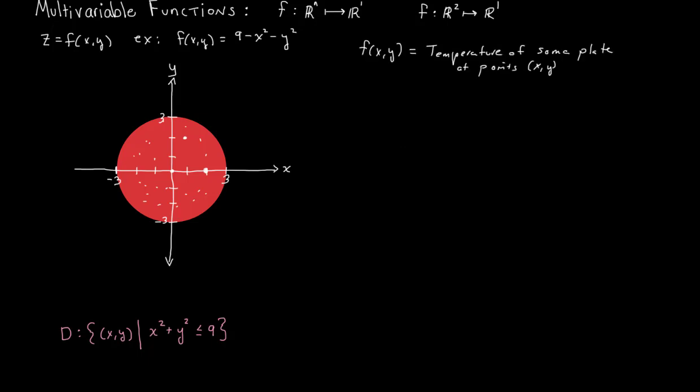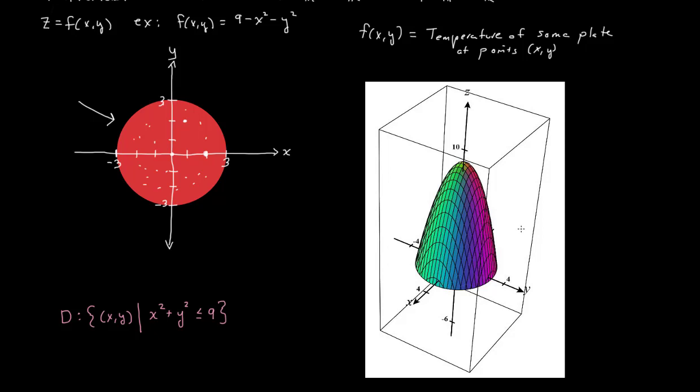So let's change what f of xy represents. Suppose it now represents the temperature of some plate. So this red circular disk here is now going to be a plate, and on that plate there are a bunch of temperatures. Some are warmer than others. We could still represent f of xy as a graph, but this is not a picture of the temperature. It's just a graphical representation of the temperature.